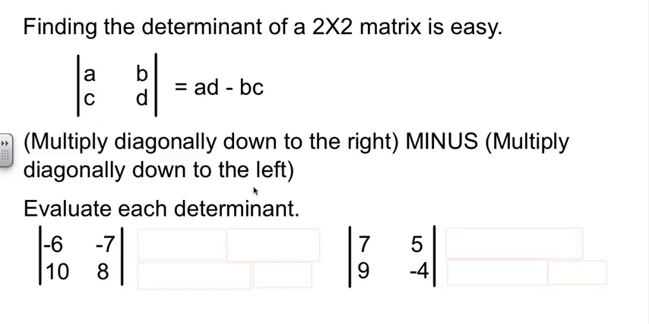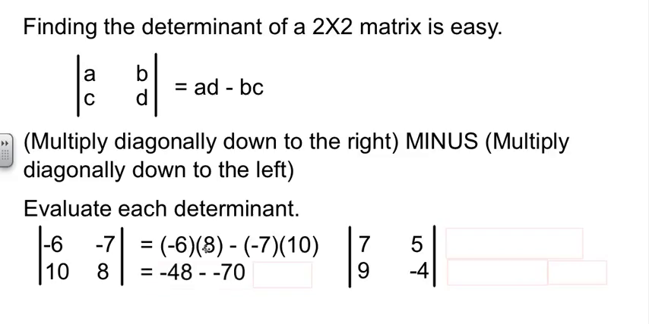Okay. We're going to do a couple of determinants. The first one I'm going to do in a lot of detail. Okay, we're going to multiply down diagonally, negative 6 times 8, and then minus negative 7 times 10, down the other direction. Well, negative 6 times 8 is negative 48. Negative 7 times 10 is negative 70. We do the arithmetic and we get the determinant is 22.